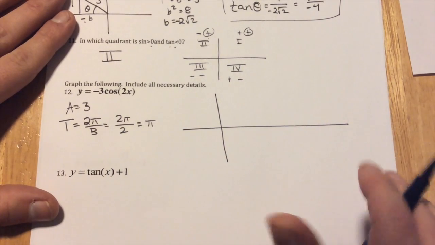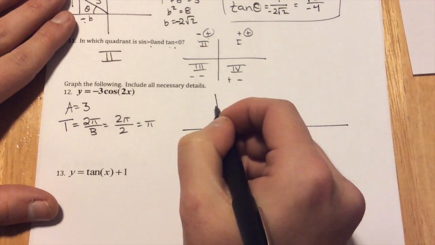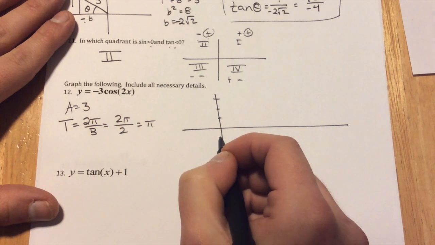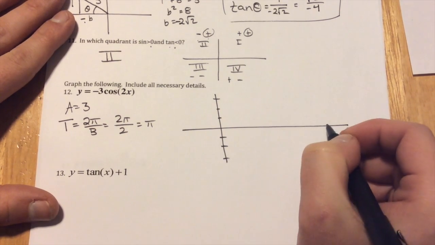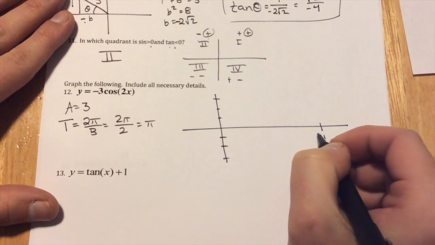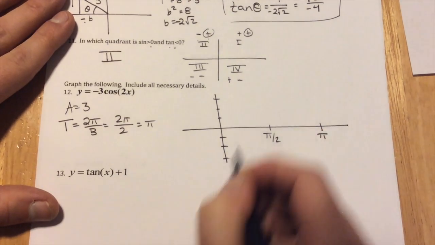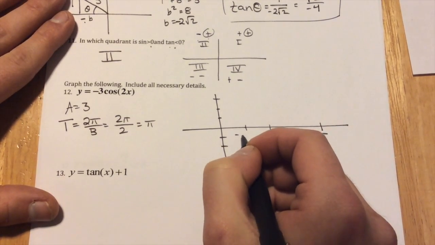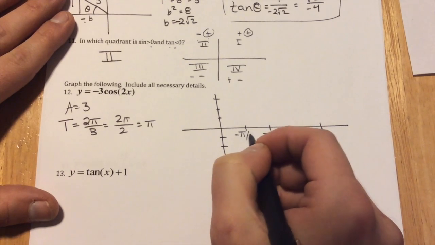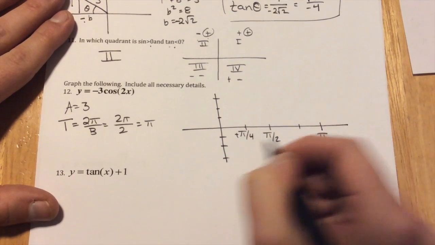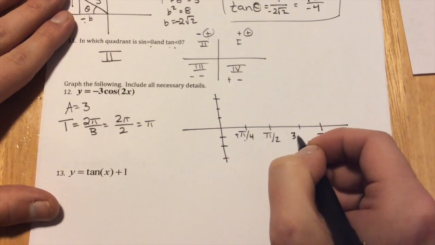There's no vertical shift. So my highest point is going to be 1, 2, 3. My lowest point is 1, 2, 3. My end point is going to be pi. We go halfway there. That's pi over 2. Half of that is pi over 4. Ignore that negative. Add these two together, you get 3 pi over 4.